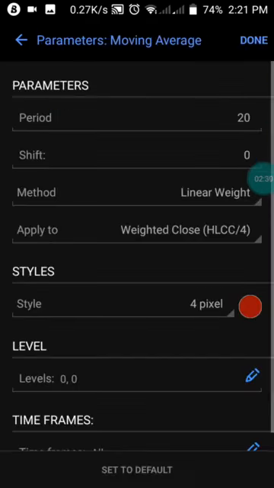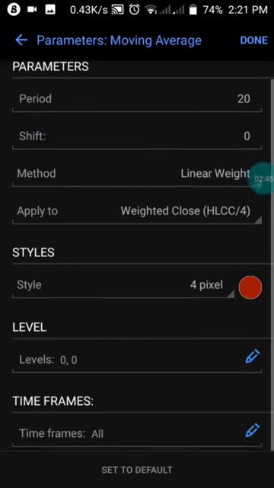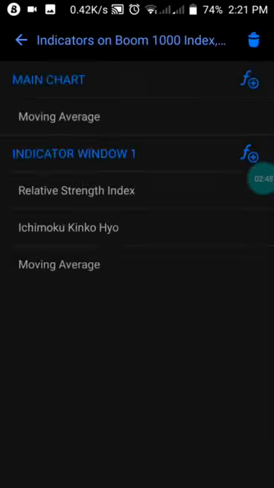So we have the last one, which is the moving average, the period of 20, shift of 0, and method to be linear weighted. You see, just screenshot this and you have it. You have the same settings on your phone.